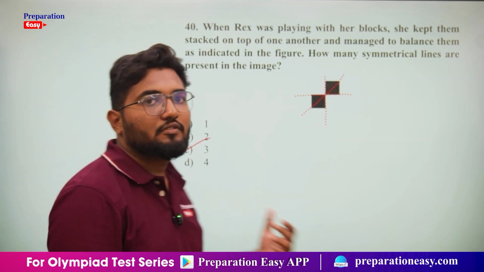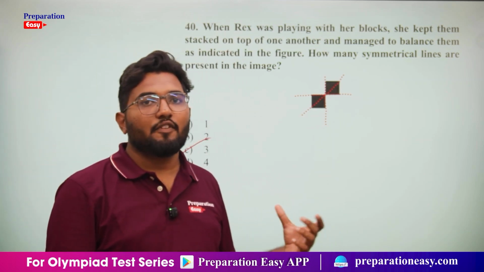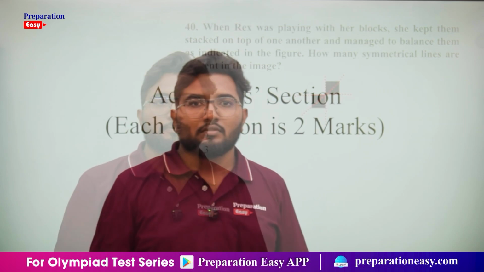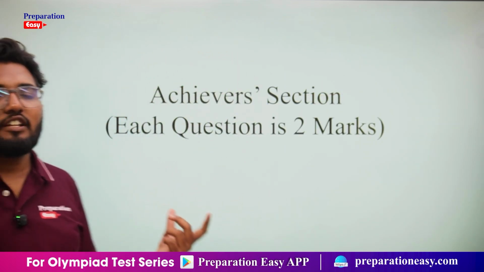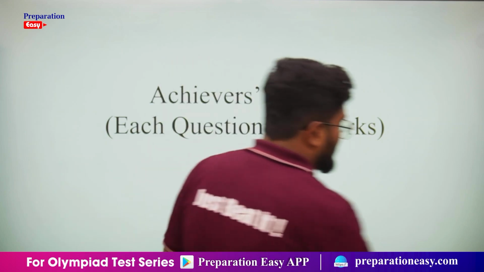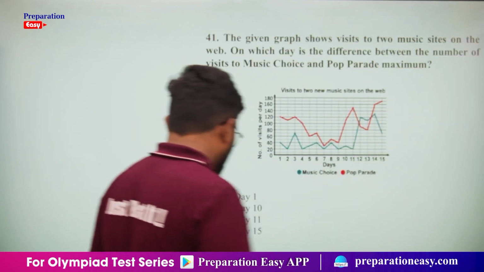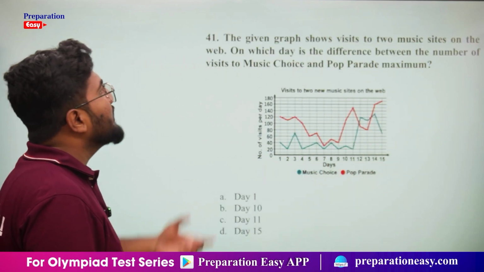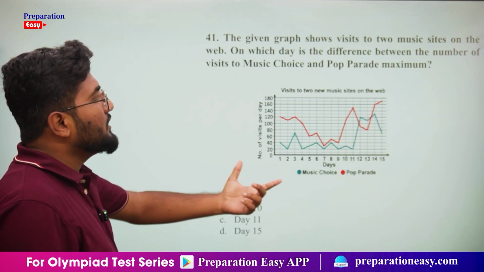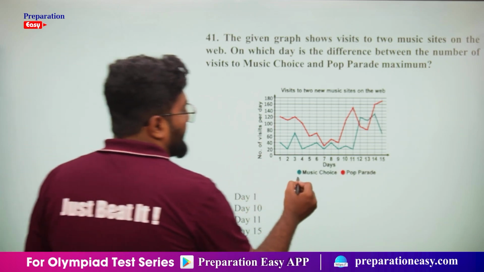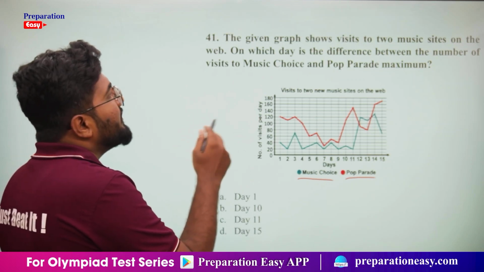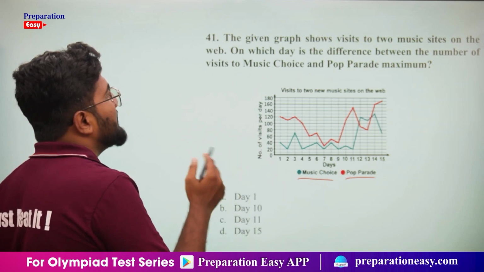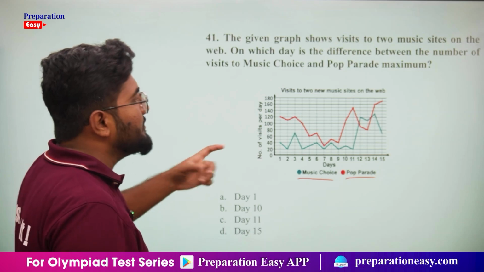Okay, so this was the practical mathematics section. We will be going to the achiever section, which consists of 10 questions and 2 marks for each question. So let's move. The first question: here is given a graph which shows music choice and pop parade. On which day is the difference between the number of visits to music choice and pop parade maximum?